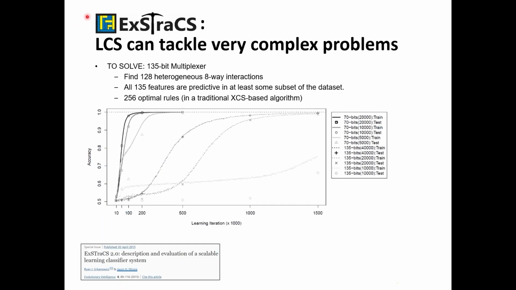Going back to our ExSTraCS algorithm, when we published the second paper, we demonstrated ExSTraCS solving this 135-bit multiplexer problem with a very high degree of accuracy. And when published, it was the first time ever that this problem had been solved directly.